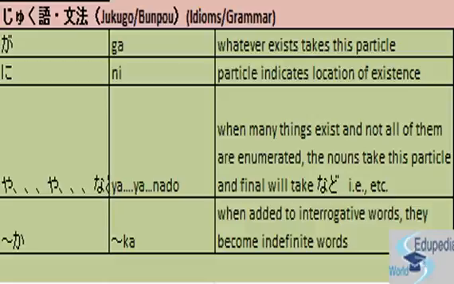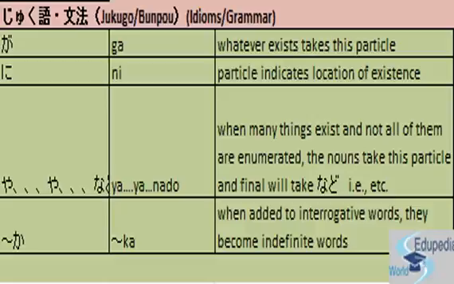Clear? So the next grammar is ni. Ni is something which we have already seen in the previous lessons. It is the particle which indicates location of existence. For example, I live in Chennai. Watashi wa Chennai ni sundeimasu. So the particle ni indicates location of existence.